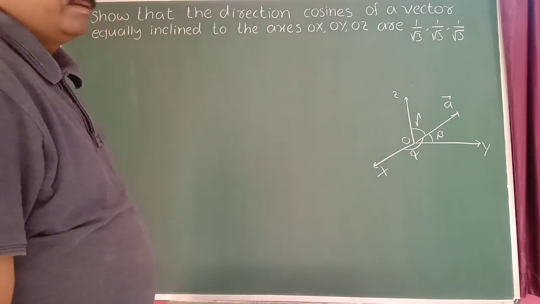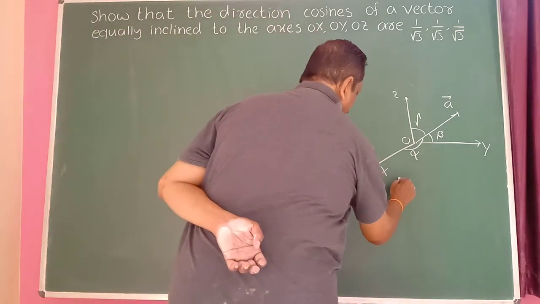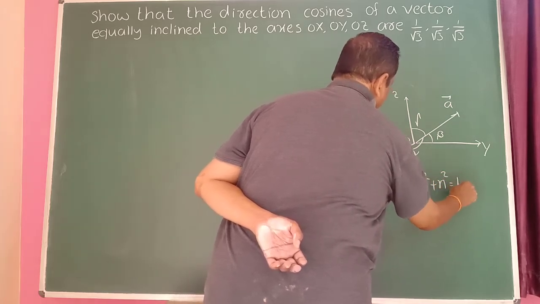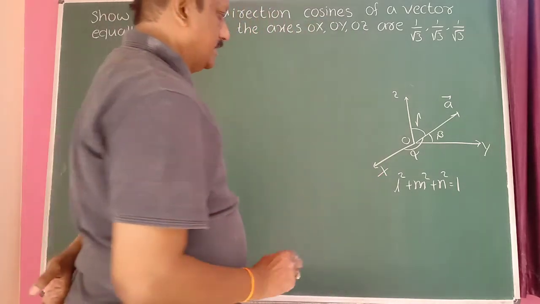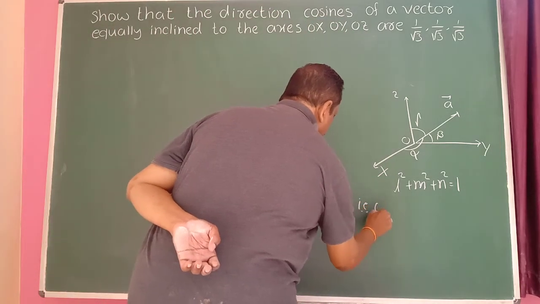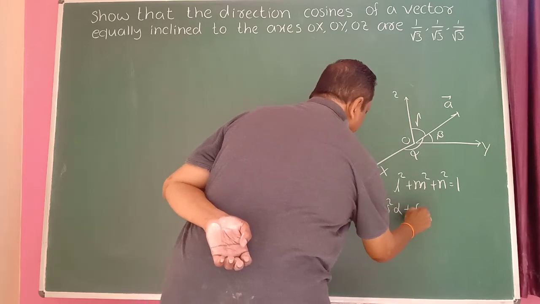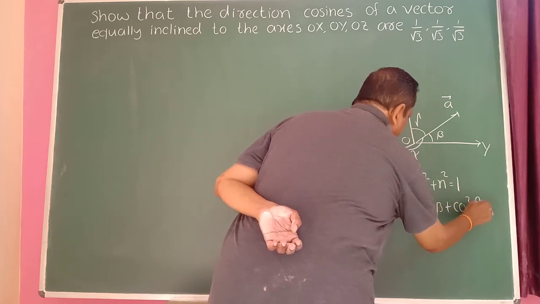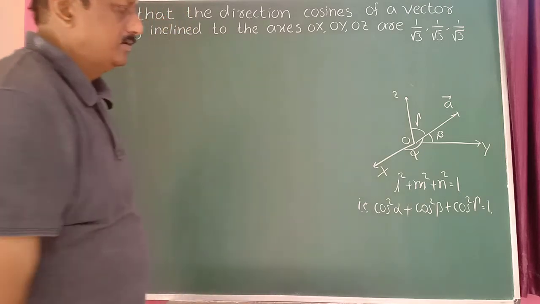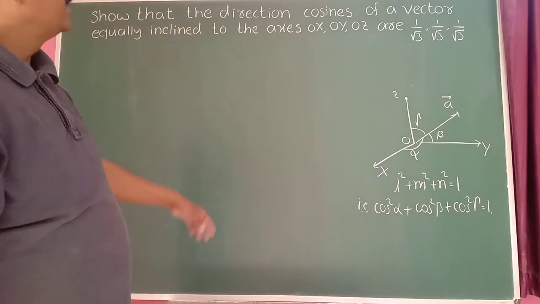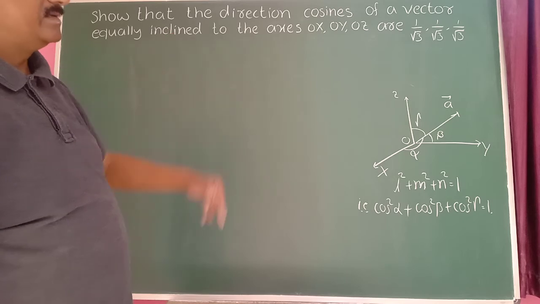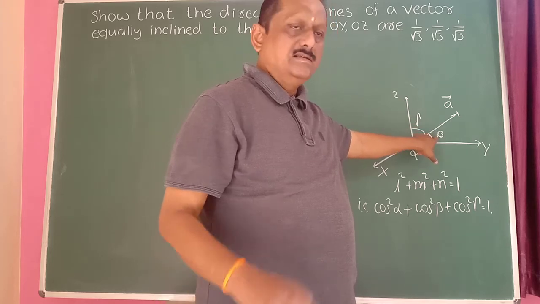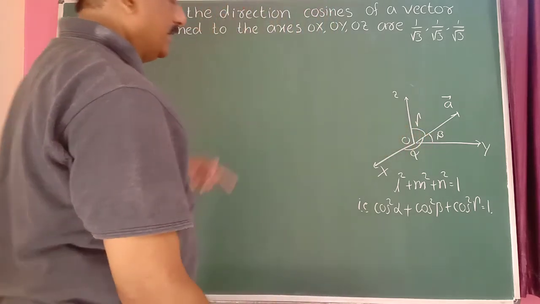with z axis here. Then you know the formula l square plus m square plus n square is equal to 1 here, and l, m, n are the direction cosines here. That is, you can take cos square alpha plus cos square beta plus cos square gamma is equal to 1 here. Okay, standard result here. In this case, the vector is equally inclined to the axes here. Equally inclined means all these angles are equal here. Therefore, beta is alpha, gamma is also alpha here. Okay, all the angles are equal.